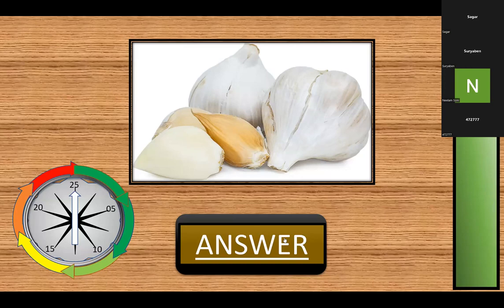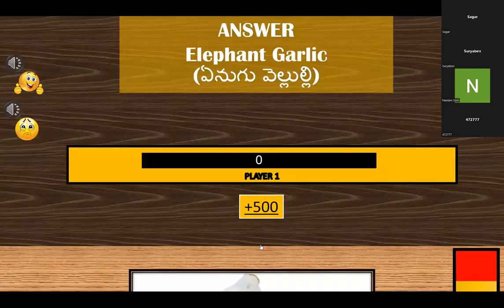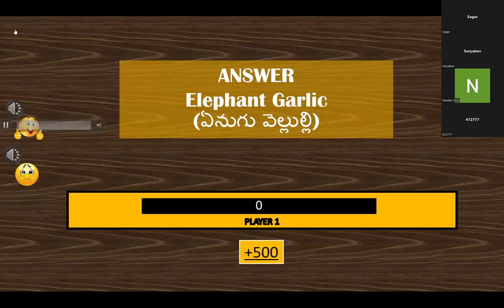All right, let's see who's got the right answer. Balaji. Who gave the elephant garlic? That's Balaji. Really wonderful. Elephant garlic. Okay. Yeah, actually the thin one in Sindhi we call thuma.